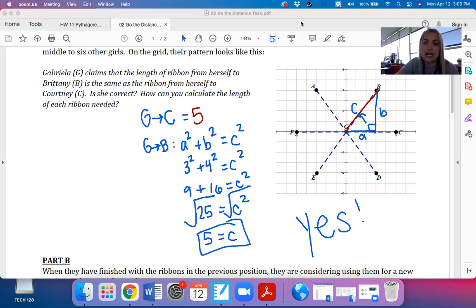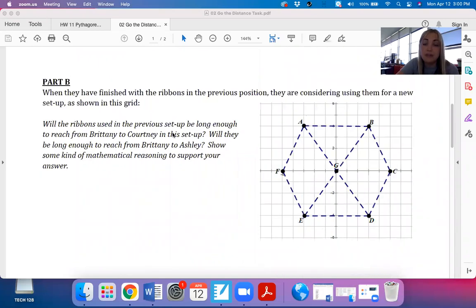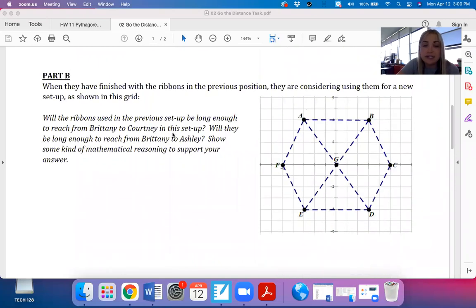All right, let's try another problem. Clear all drawings. Okay. Part B, when they finish with the ribbons in the previous position, they're considering using them for a new setup as shown in the following grid.